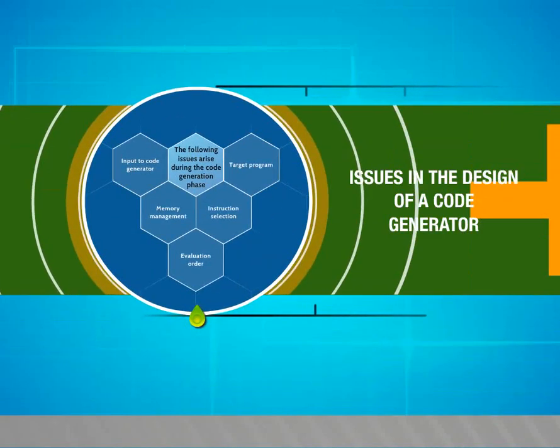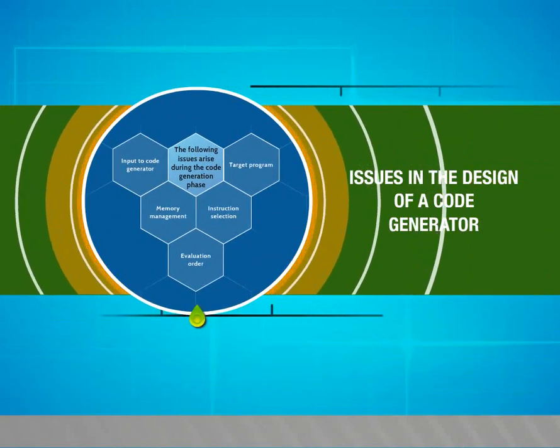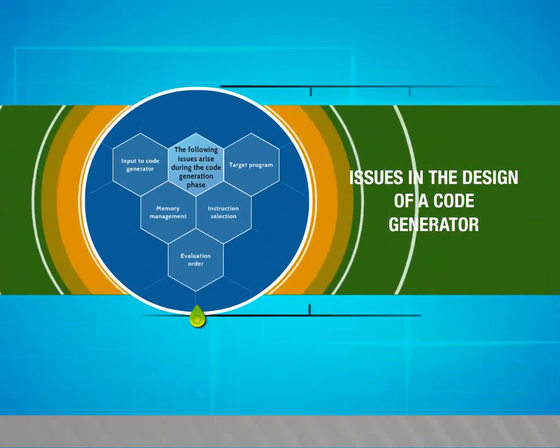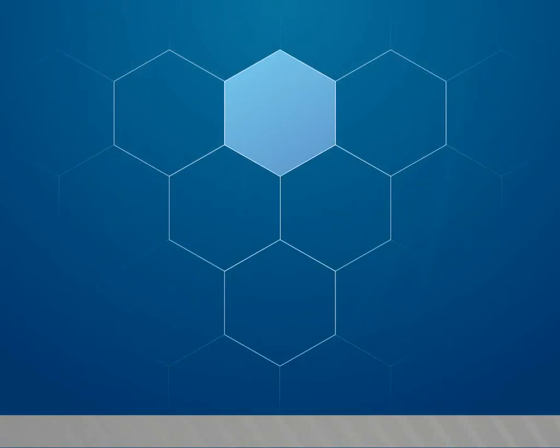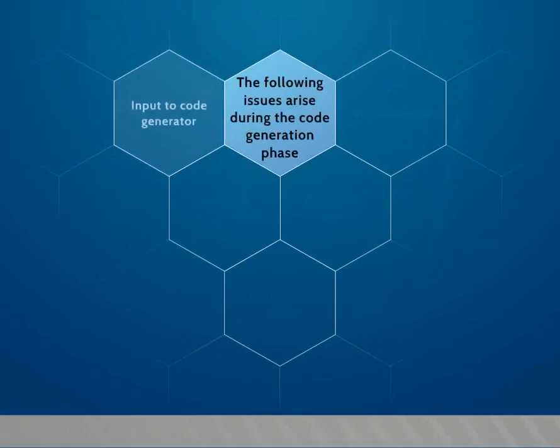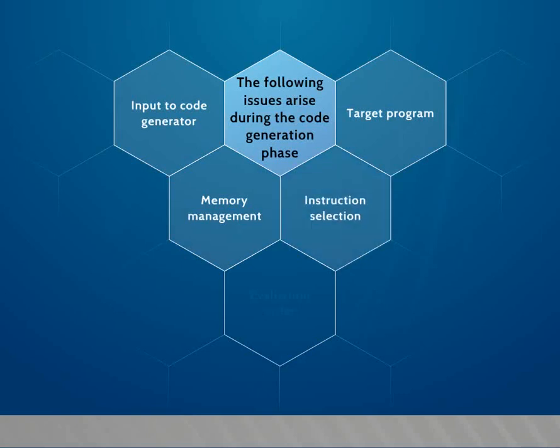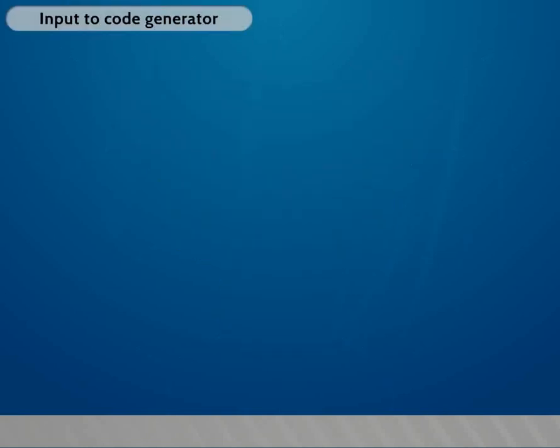Issues in the design of a code generator. In this video, we are going to see about issues in the design of a code generator. The following issues arise during the code generation phase: input to code generator, target program, memory management, instruction selection, evaluation order.